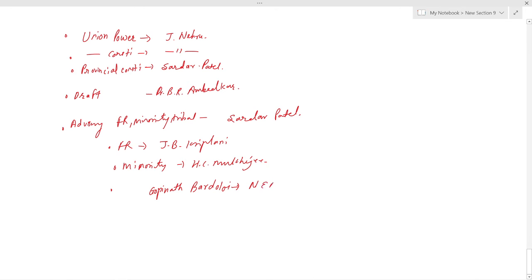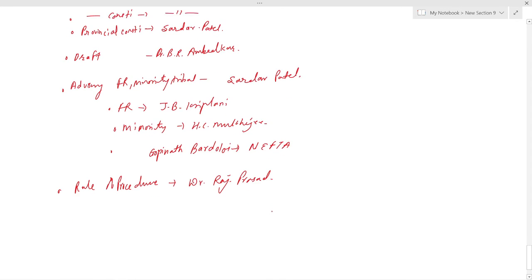For Northeast Frontier Tribal Area and excluded area was A.V. Thakkar. The next major committee is Rules of Procedure, headed by Dr. Rajendra Prasad. The States Committee was headed by Nehru. Steering Committee, Dr. Rajendra Prasad.